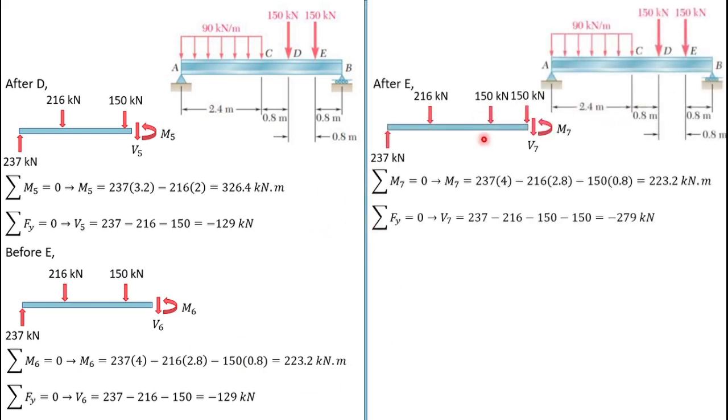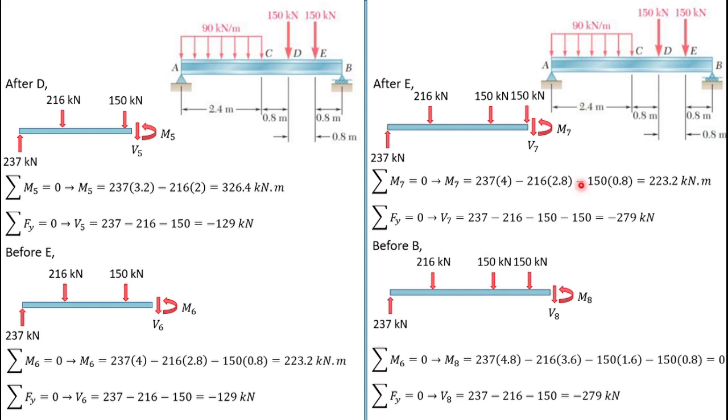The next is after E, where the load has now increased. We have 4 loads here, so V7 is equal to 237 kilonewton minus 216 kilonewton minus 150 and 150 kilonewton. So V7 is equal to minus 279 kilonewton. And the next is M7, where the distance is the same, while this new load is assumed to be 0 because the distance is really small. So M7 is equal to 223.2 kilonewton meter.